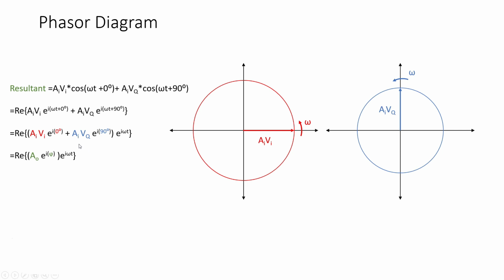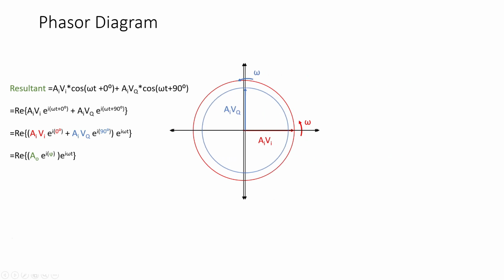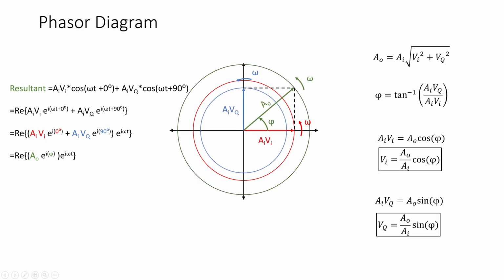Similarly, the quadrature waveform can also be represented by this diagram, where AIVQ is the magnitude and the phase is 90 degrees relative to AIVI. Now both the phasor diagrams can be combined into one, and the resultant waveform can be drawn, with A0 being the magnitude of the waveform and phi being the relative phase shift between the in-phase and the resultant component.